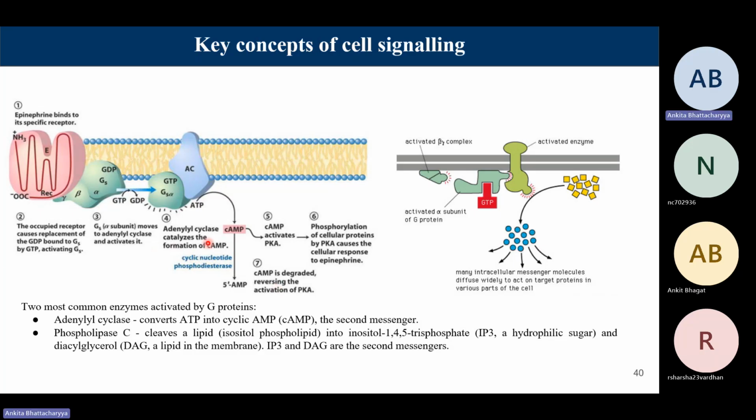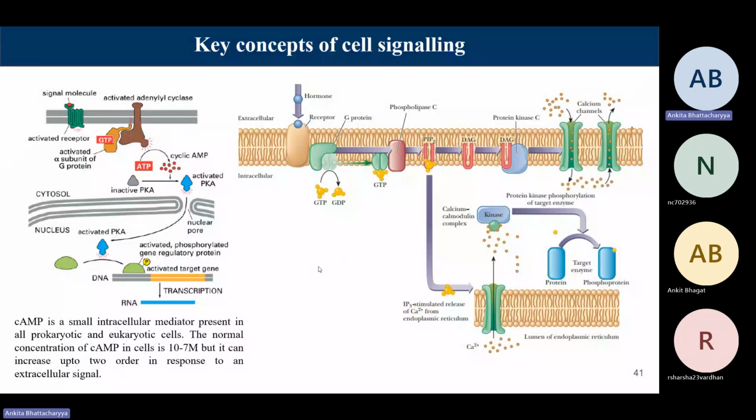Apart from that, this was one example. The other example is of phospholipase C, which cleaves inositol phospholipid into IP3 and DAG, which act as second messengers. So overall, that is what happens. You have an activated beta gamma subunit left behind, whereas the activated alpha subunit goes and binds to the activated enzyme, which causes the generation of more and more intracellular messengers, which act within the cell.